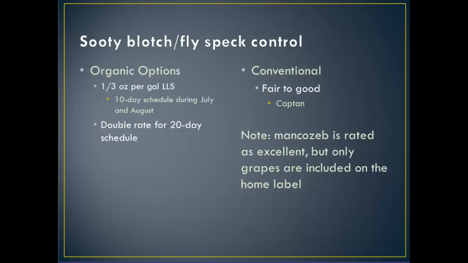You can see a third of an ounce. That's really a light rate. It can usually be on a 10-day schedule starting in July and August, and if you're going to try and stretch it to a longer period between sprays, you need to double the rate. If you're being conventional, the only one that we have on the home market, rated only as fair to good, is Captan. That's why Captan is one of the main components in those tree or orchard spray premixes as well. And I'll talk about those as we get along.